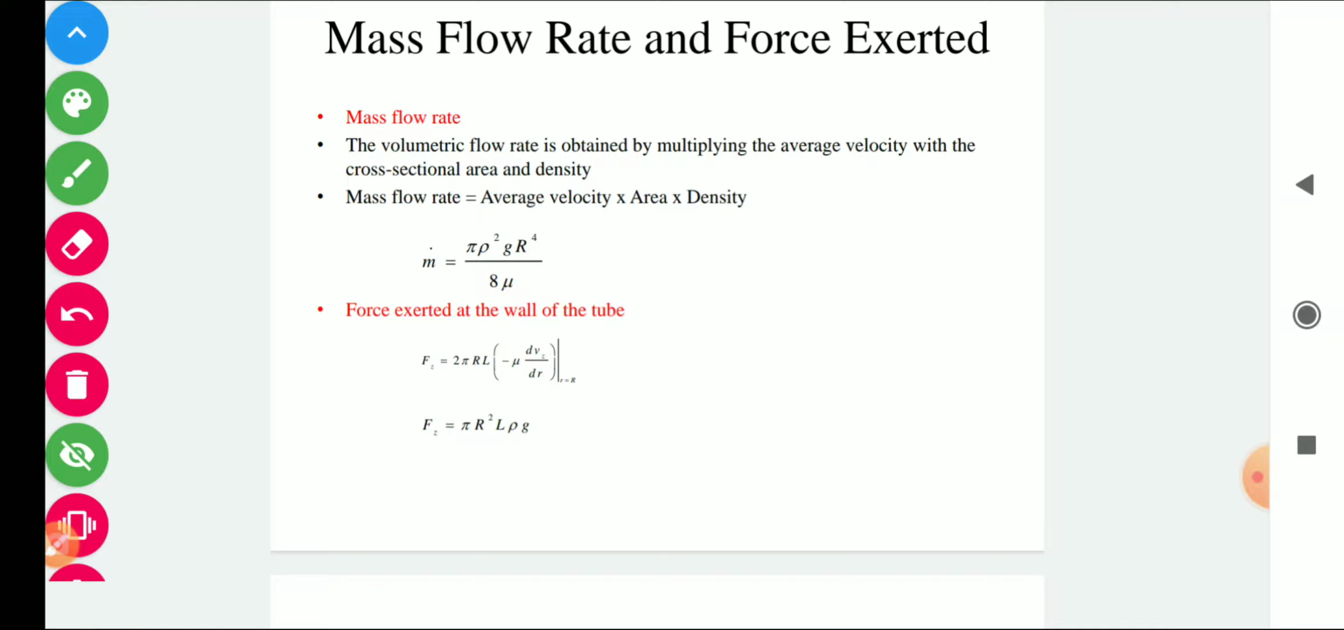And the force exerted at the wall of the tube is area multiplied by tau rz at r equal to capital R. Area is equal to 2 pi r L. So after solving this equation, finally the force will be equal to Fz equal to pi r square L rho g.